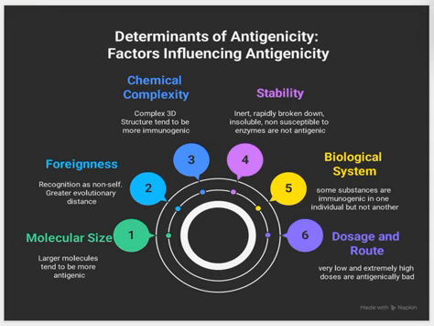Several factors influence how well an antigen triggers an immune response. Larger molecules tend to be more antigenic because they're easier for the immune system to detect. Foreignness matters too. If something looks very different from our own molecules, it's more likely to be recognized. Chemical complexity and stability also play roles. Complex, stable structures tend to provoke stronger responses. Interestingly, the biological system varies. What's immunogenic in one person might not be in another. Finally, the amount and route of exposure affect antigenicity, with very low or very high doses being less effective.